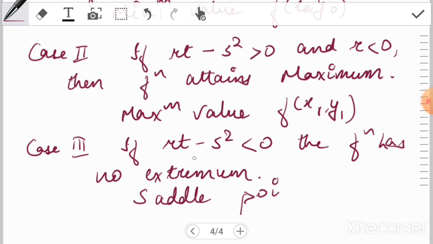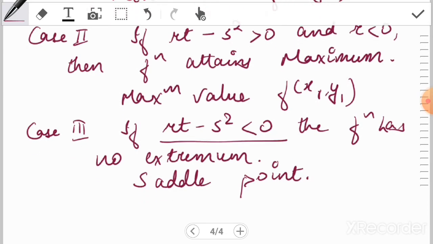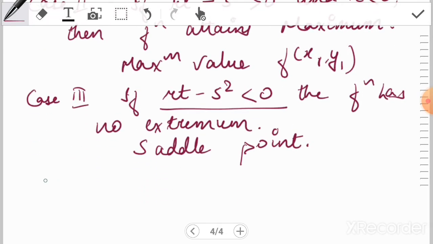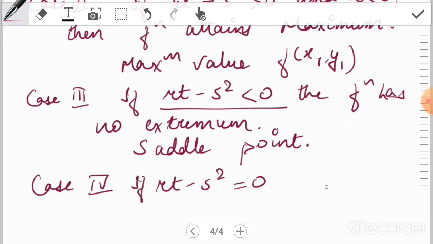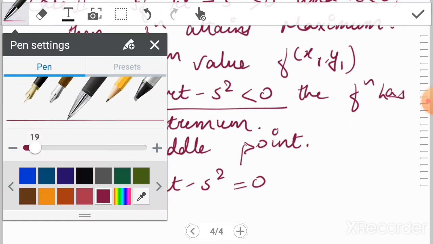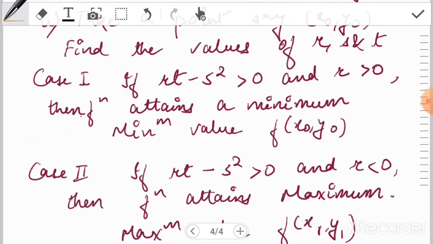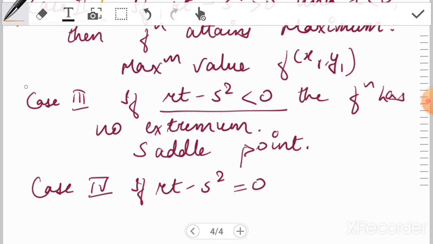The point at which you checked this satisfies is a saddle point. Okay, case 4: if rt minus s square is equal to 0, then this case is doubtful and further investigation is needed, right? Okay, so let us solve a few problems, then you will get a more clear picture.